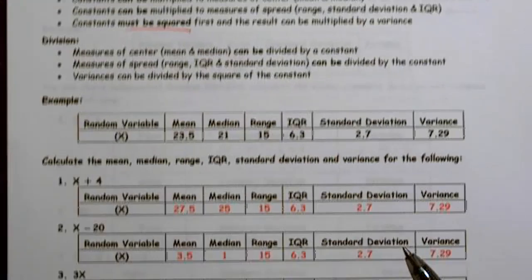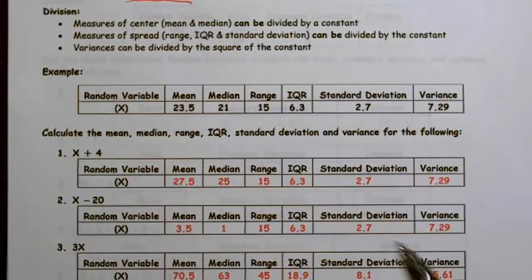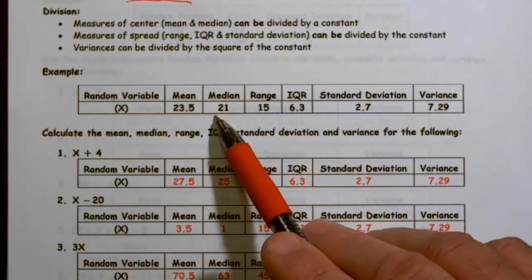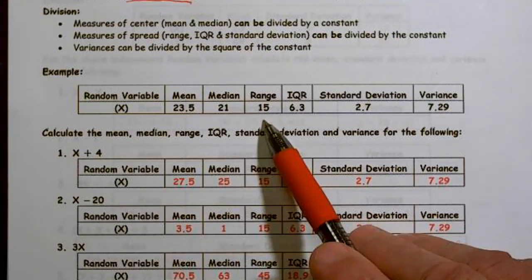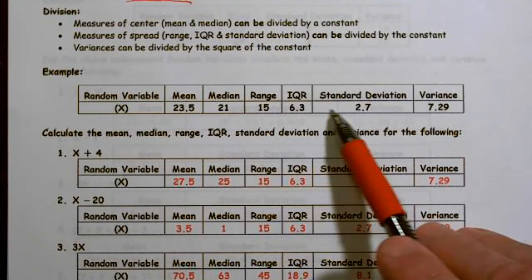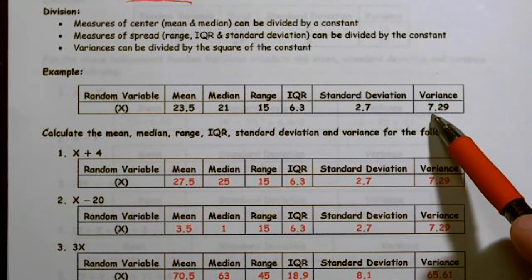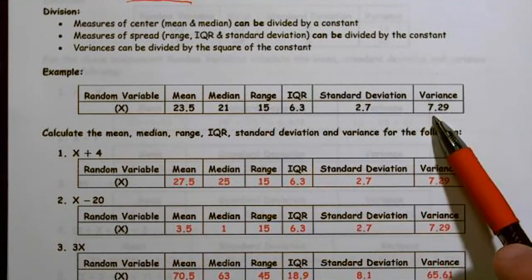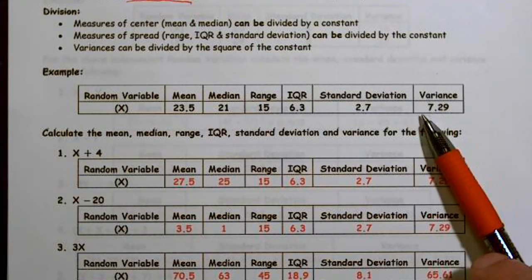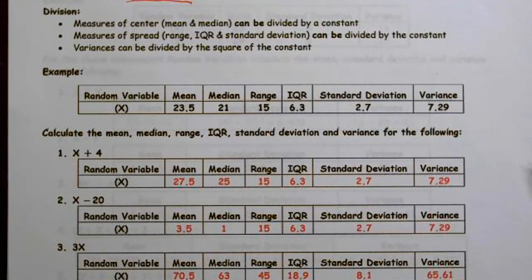So let's just say we start off with a mean of 23.5, a median of 21, a range of 15, an IQR of 6.3, a standard deviation of 2.7, and a variance of 7.29. We're going to start off there and move on.